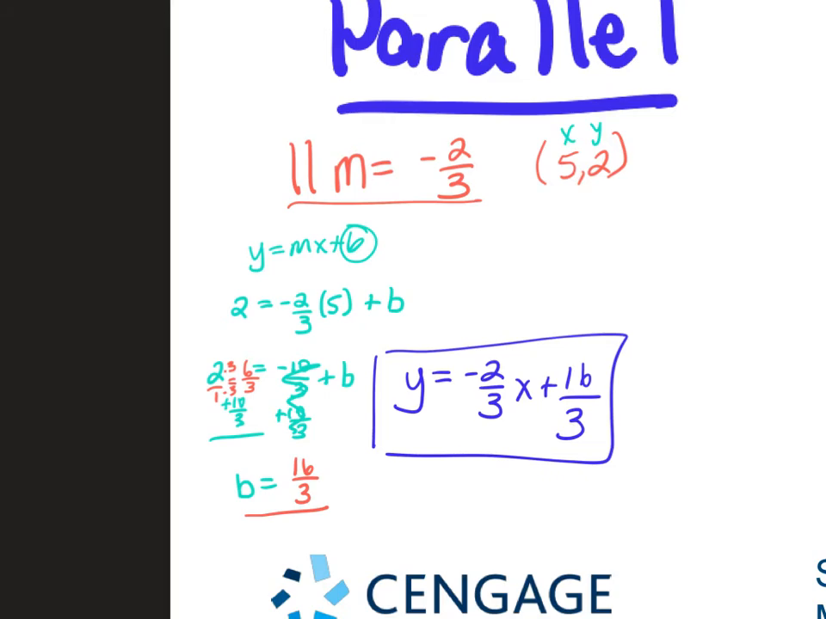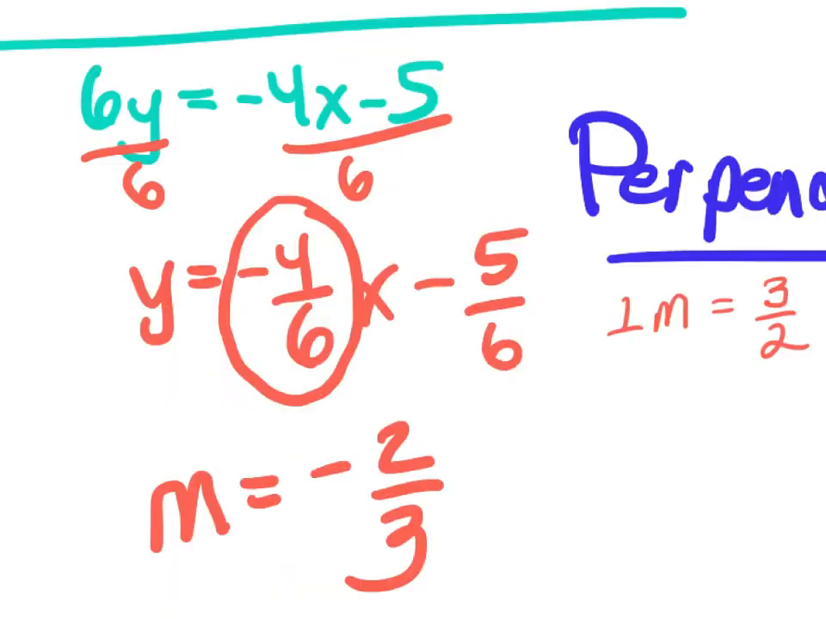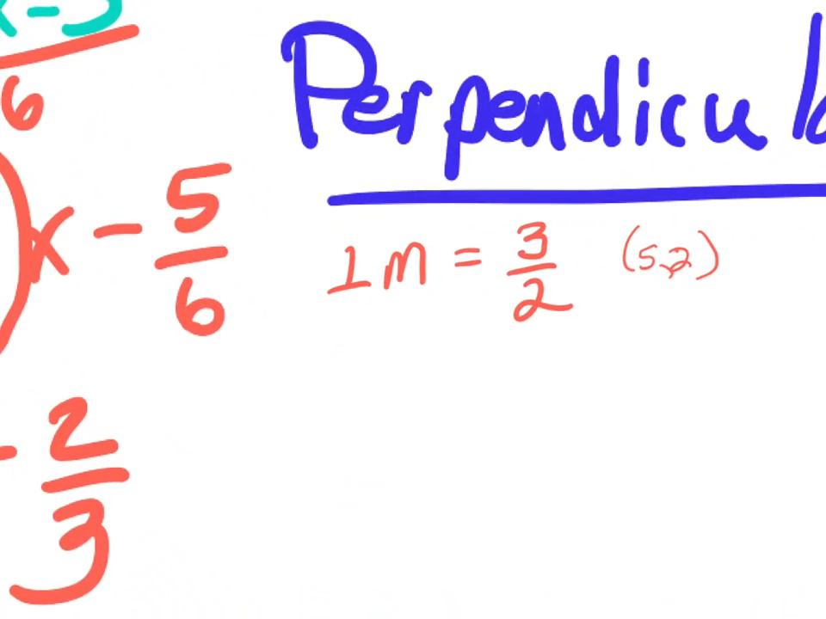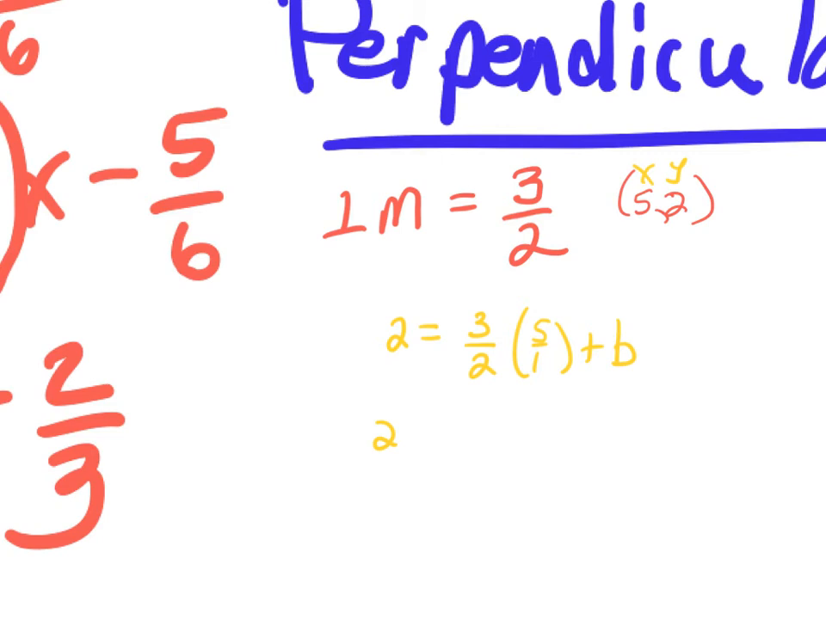Now we're going to do the exact same thing over here. Exact same thing, but I'm going to use the perpendicular slope. So this is my x. This is my y. So I'm going to say 2 equals 3 over 2 times 5 over 1 plus b. So I have 2 equals 3 times 5 is 15 over 2 plus b.